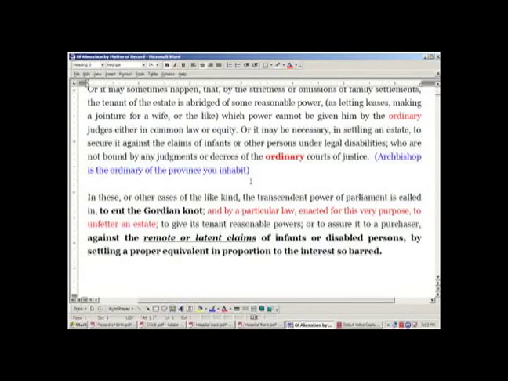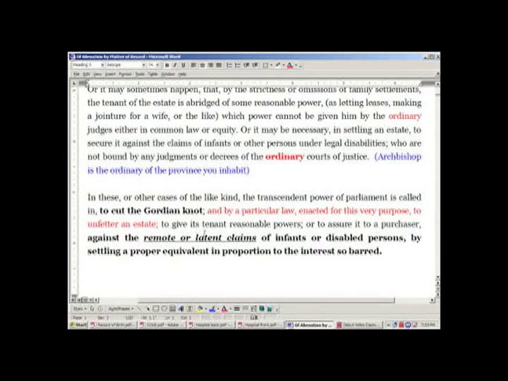Anyways, we'll continue on. In these and other cases of the kind, the transcendent power of Parliament is called in to cut the Gordian knot, and by a particular law enacted for this very purpose, to unfetter an estate, to give its tenant reasonable powers, to assure it to a purchaser against the remote and latent claims of infants or disabled persons, by setting a proper equivalent in portion to the interest so barred. So this here is talking about title insurance. That's what this is.